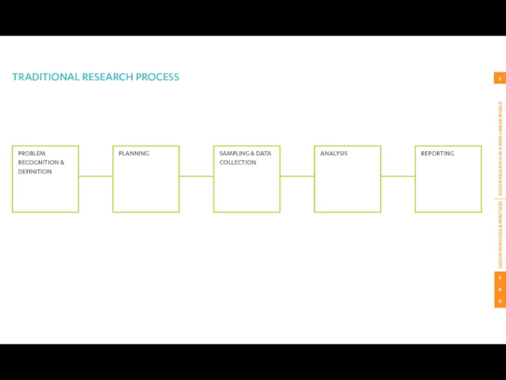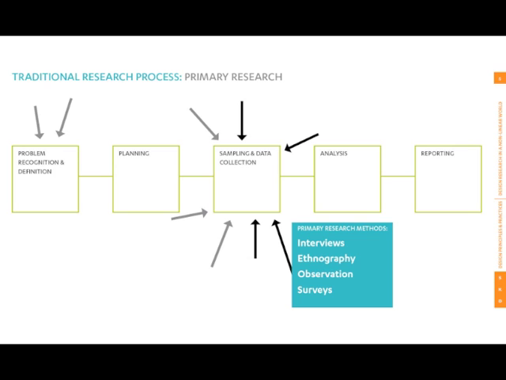When we studied social sciences in college, we learned a systematic way of understanding topics and issues. We were taught how to move from problem recognition and definition to creating a research plan, to sampling and data collection, through to data analysis and reporting out the results. We learned traditional research tools like one-on-one interviews, ethnography, observation, and surveys. As you're probably aware, this is a very linear process.